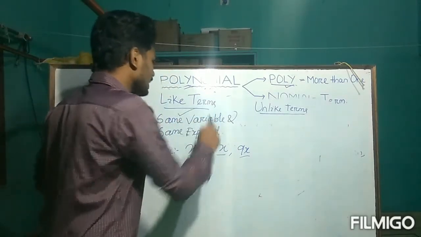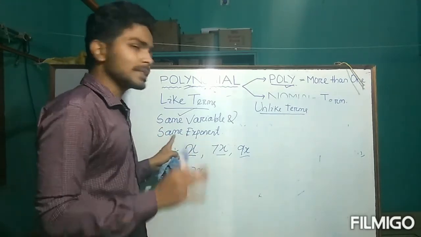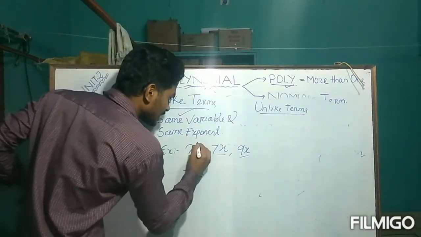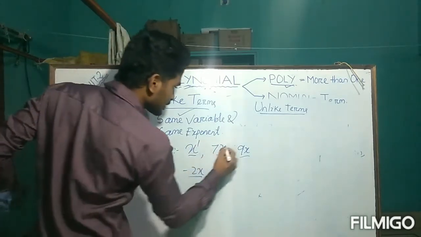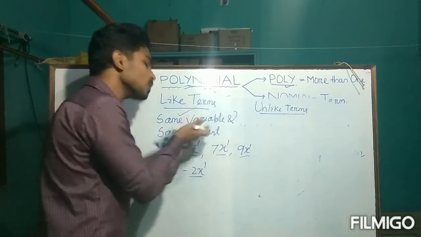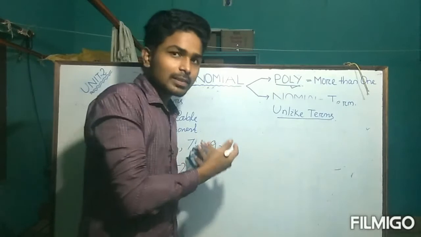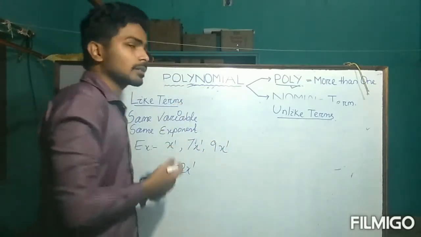So the variable is the same. Clear? Now we have to verify whether the exponent is the same or not. Here the exponent is how much? 1. Here also 1. Here also 1. So the exponents are also the same. Since both the variable and exponents are the same, this type of terms are known as like terms.